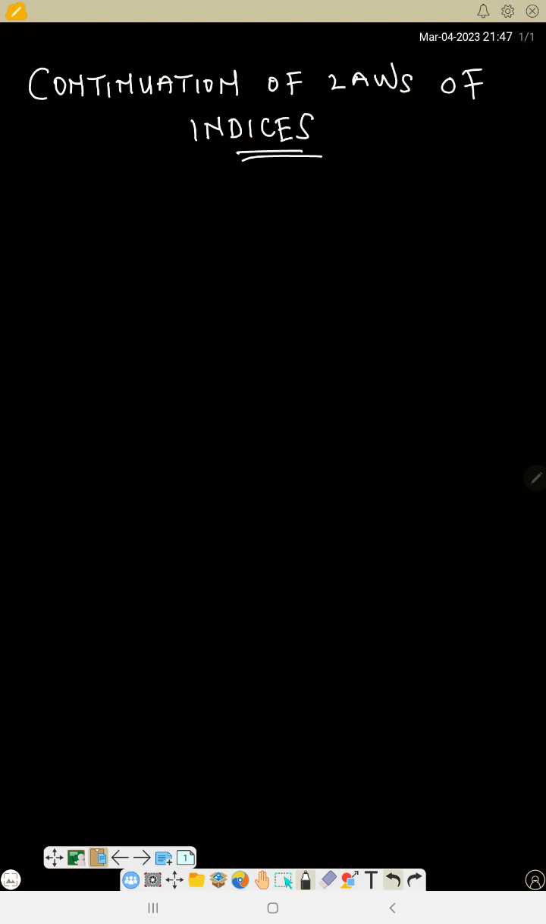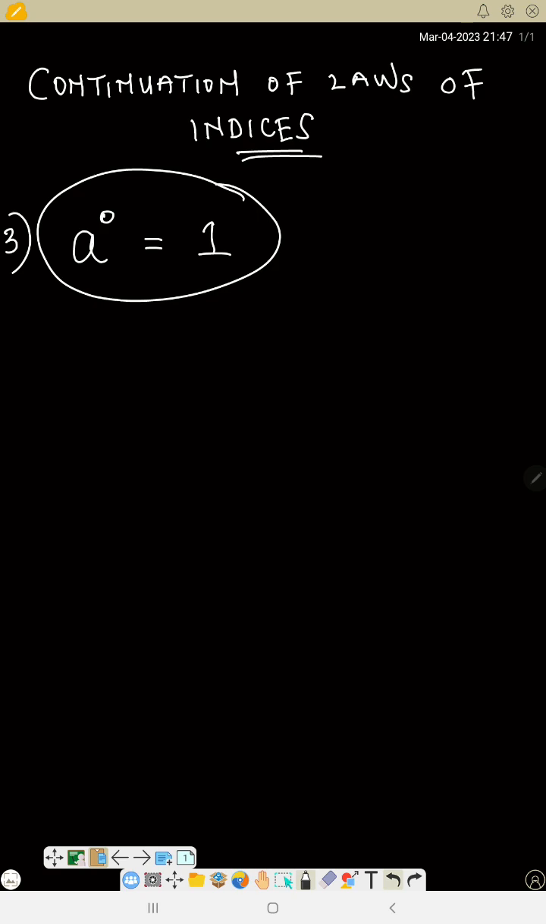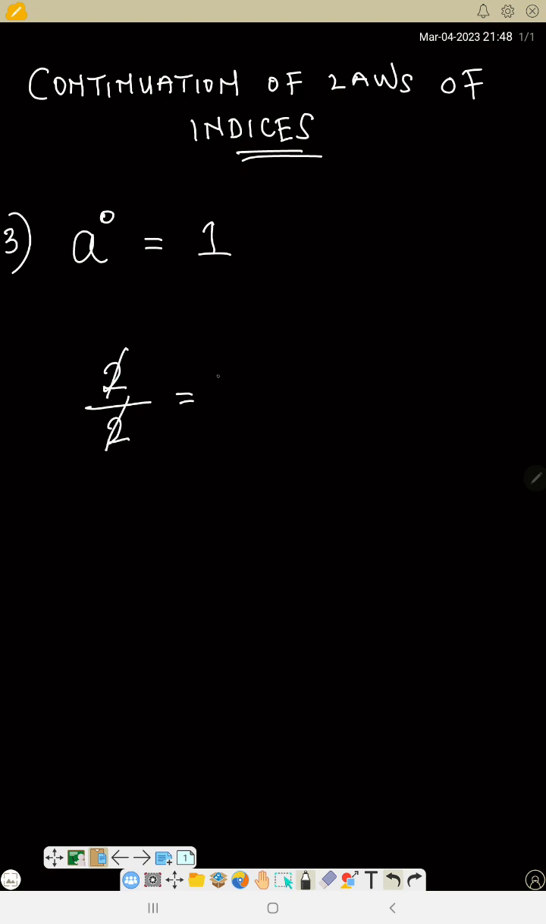So now, law 3: a raised to power 0 is equal to 1. Anything raised to power 0 is equal to 1. So that is another law. For example, 2 divided by 2 is what? The 2s cancel out, so that is 1. Remember, the power is 1, invisible. So I can write this as 2 raised to power 1 divided by 2 raised to power 1 equals 1. It's still the same.